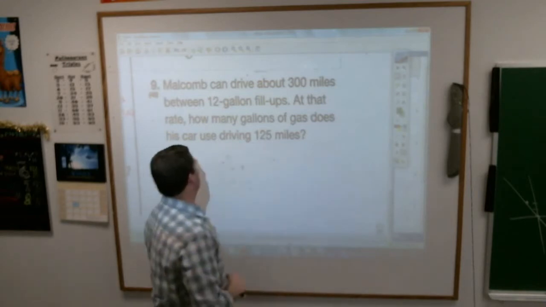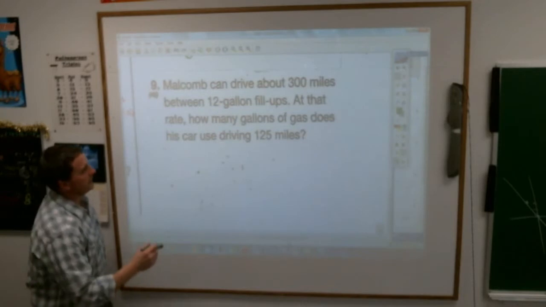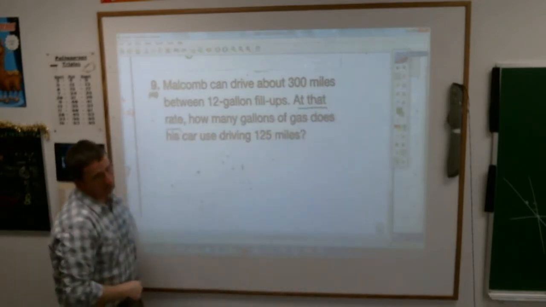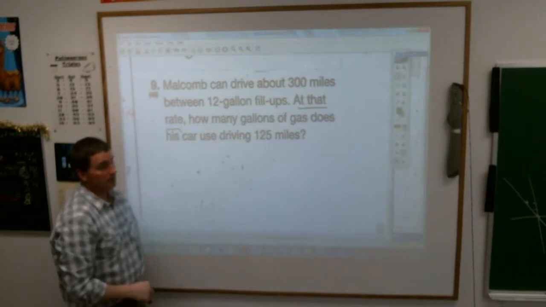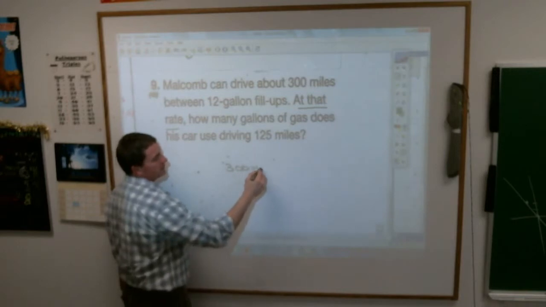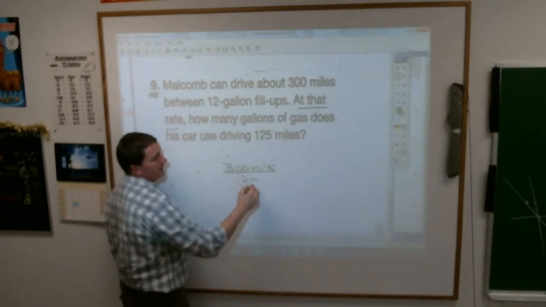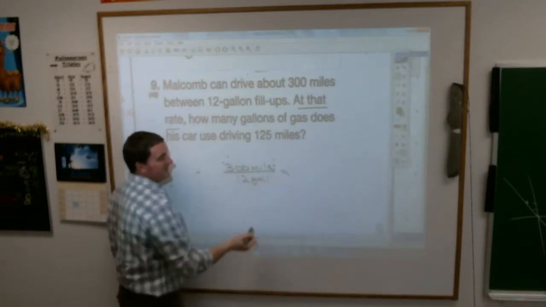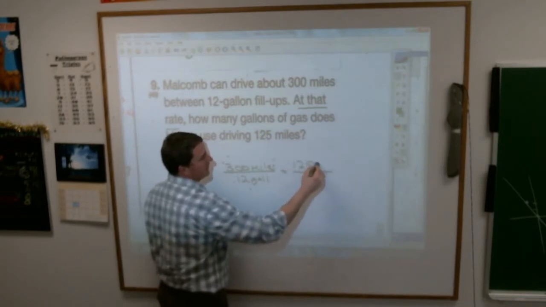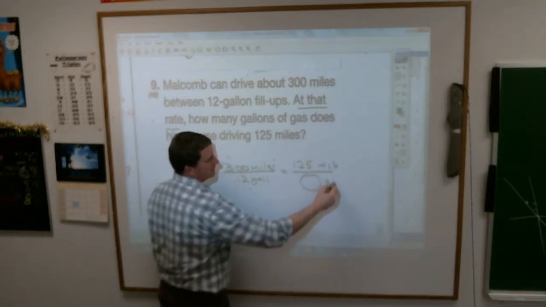Malcolm can drive about 300 miles on 12 gallons. Phillips at the same rate. Here's the key. At that rate, what does that mean? You have equal ratios or equal fractions. So you are talking about 300 miles. It took how many gallons? 12 gallons. That's an equal rate to, and if miles are on top over here, you have to put miles on top over here. 125 miles will take how many gallons?